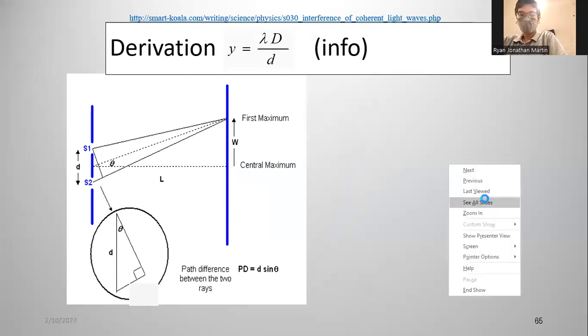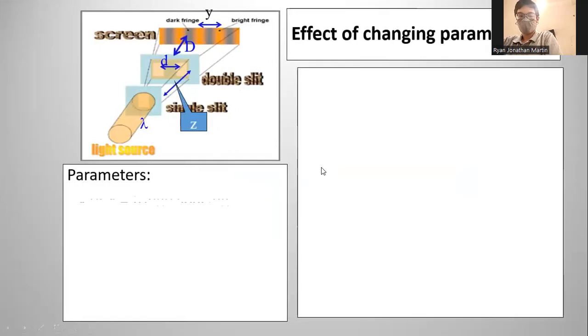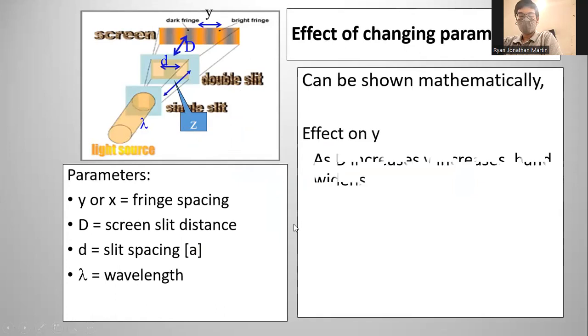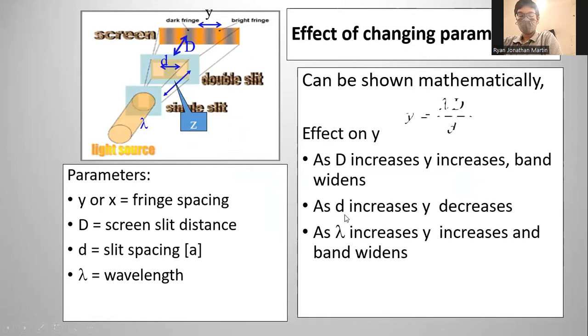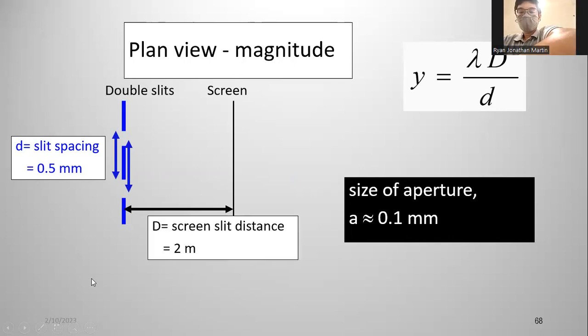You won't bother about deriving it. Know the parameters that they stand for. Memorize this formula. It will summarize for you the effect of changing D, the effect of changing small d, and the effect of changing lambda, or sometimes they will say frequency. And know roughly the magnitude: small d is about 0.5 millimeter, and D, that distance there, is 2 meter.